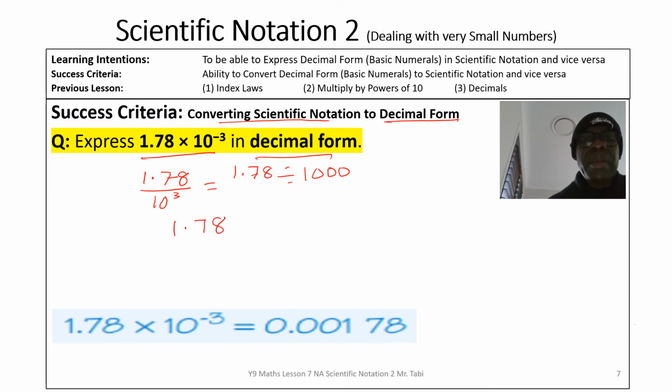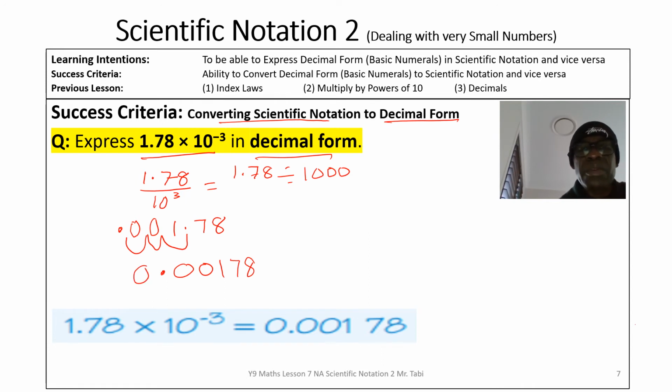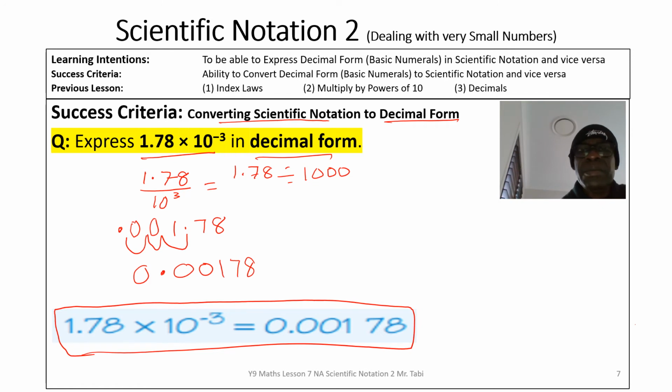Now, if I write 1.78, then I'm dividing by 1000, so it moves 1, 2, and 3, and the decimal point will be here. There's nothing, no digits, so 0, no digits, so 0. So the point is now there. But remember, we cannot leave our answer starting with the point, so we have to put a 0 also there. So 0.00178. That's our final answer, which is the same as the one we had there.